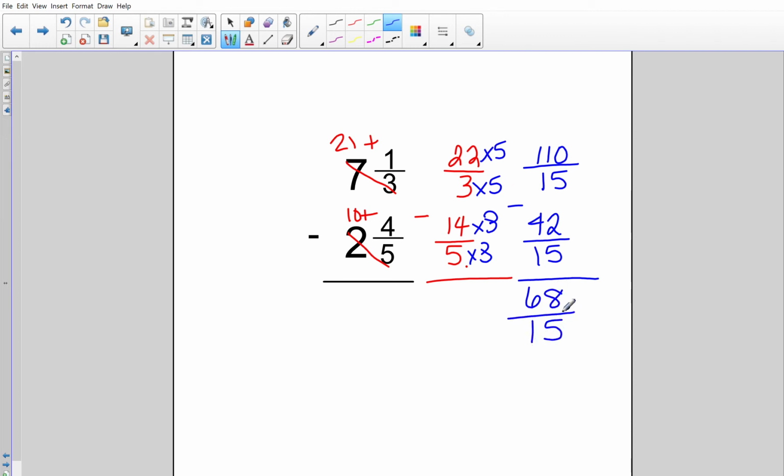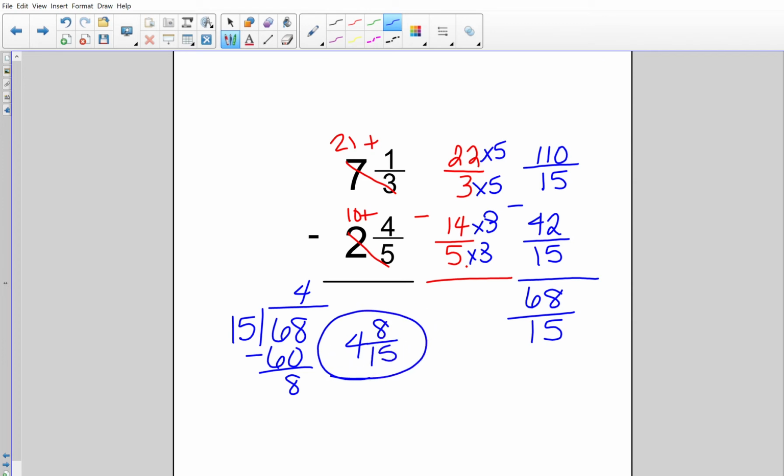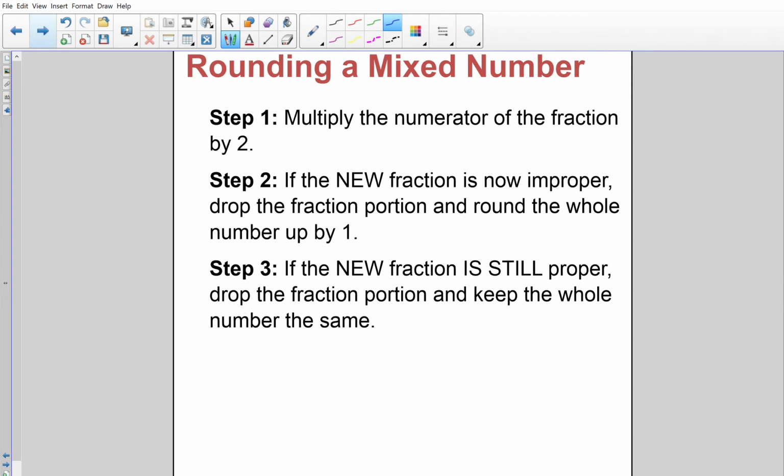So again, improper fraction, so I'm going to have to change it. 68 divided by 15. Well, 15 goes in 4 times to give me 60 with 8 remaining. So this is going to be 4 and 8 15ths as my final answer. So again, it'd be really easy to put in 7 1/3 minus 2 4/5 into my calculator, convert it over. It's going to give me my answer right away. Okay? So one of the things it's going to have you do is round mixed numbers.